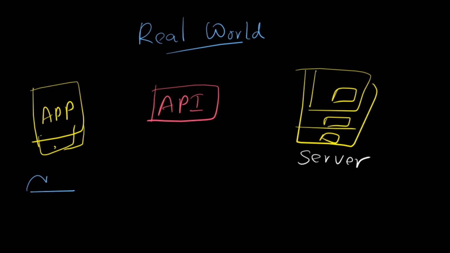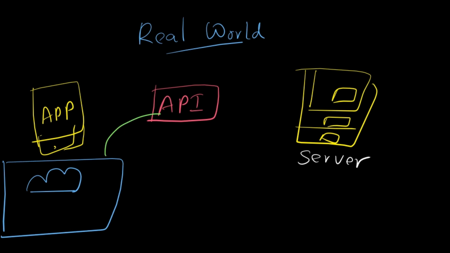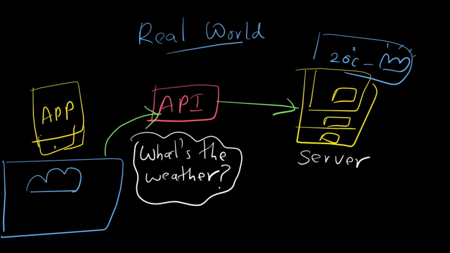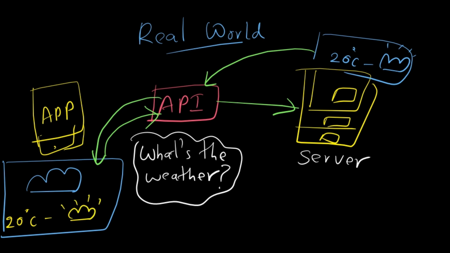For example, imagine you open a weather app. The app asks the API, "Hey, what's the weather in New York?" The API carries that request to the weather server. The server finds the information. Then the API brings the answer back to the app. And suddenly you see 20 degrees and rainy. That's an API working behind the scenes.